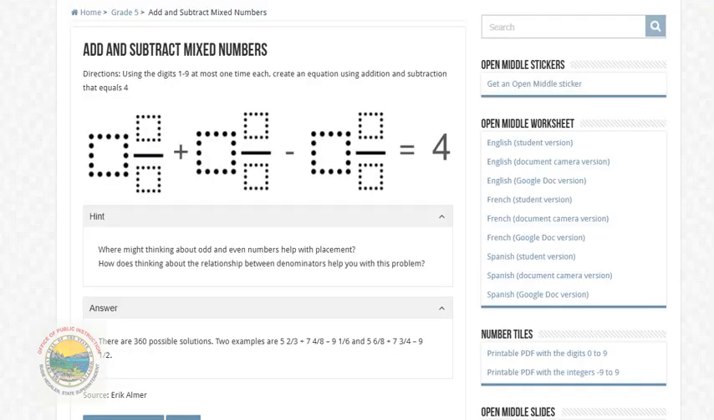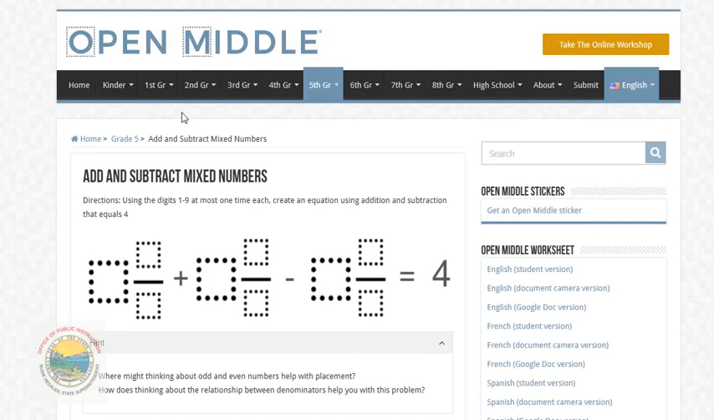That's my strategy. Once again, open middle. You can Google these. They're very easy to find, and there is a book on it. And more importantly, there's actually some online workshops and professional learning that you can take as well if you're interested.